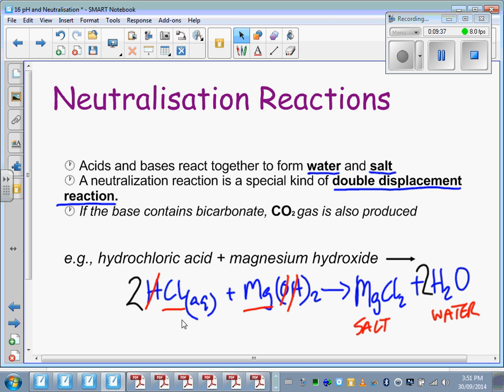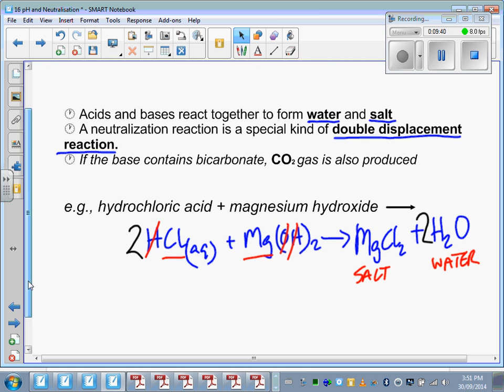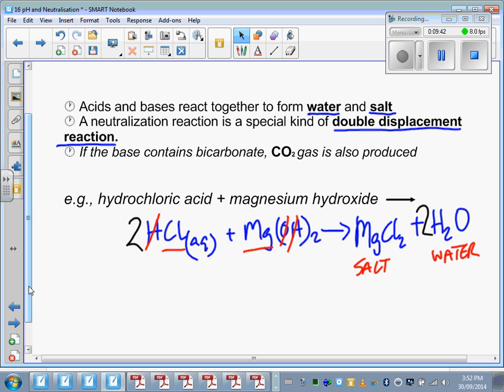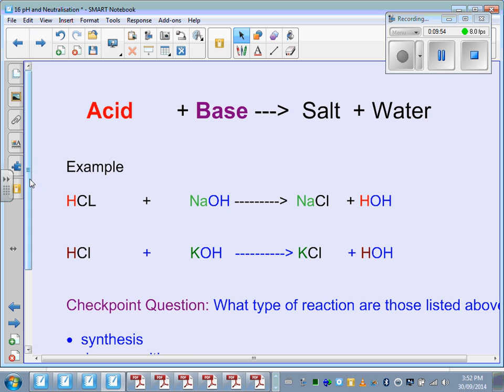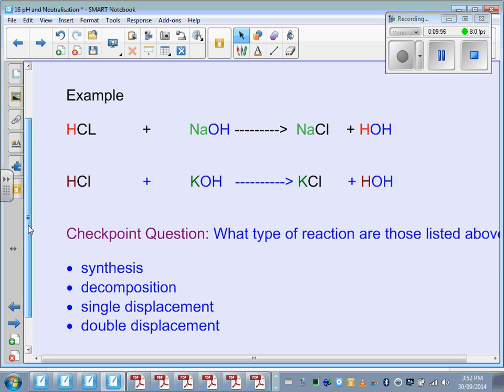Okay, so that's a classic neutralization reaction, and you should be able to, as part of this course, move from a word equation to a balanced written equation using formulas. So neutralization is just a specific type of double displacement reaction. So here's some examples you might want to work on.